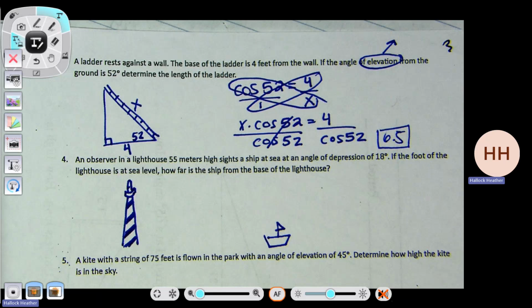The lighthouse is 18, and it's 55 meters past that. So would that be on the side? Right. Angle of depression. Is it between? So you have your line of sight and then it's going down. So it's actually on the outside of the triangle.